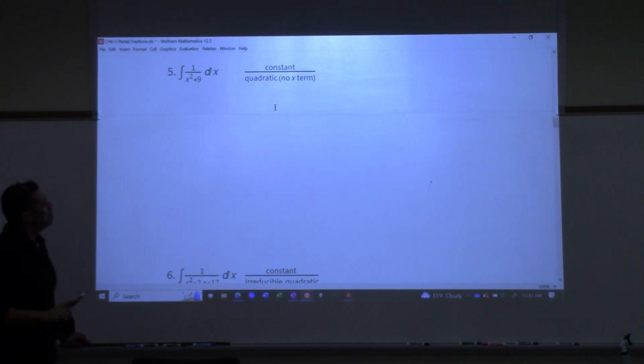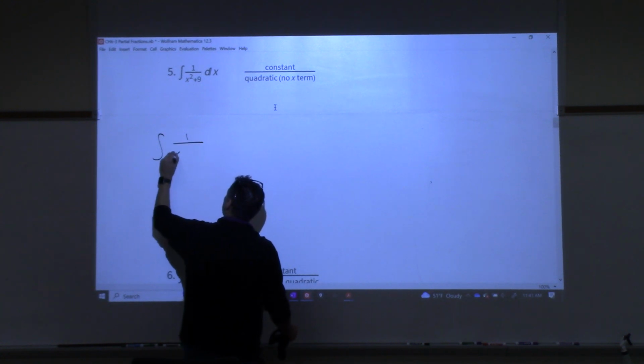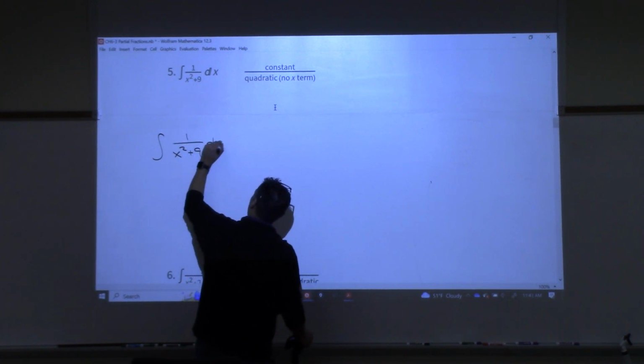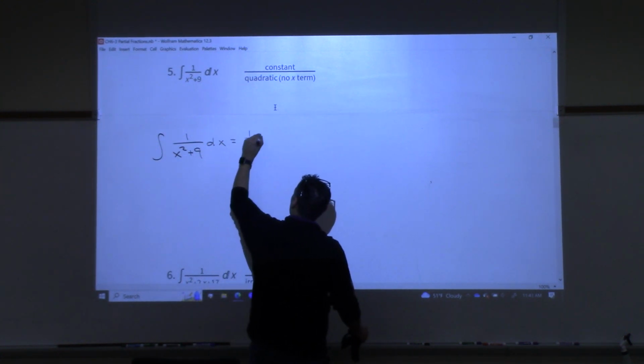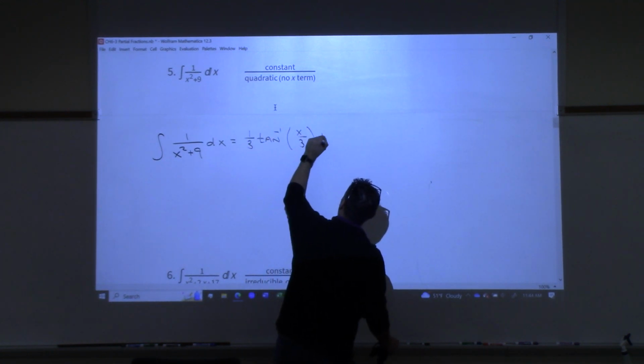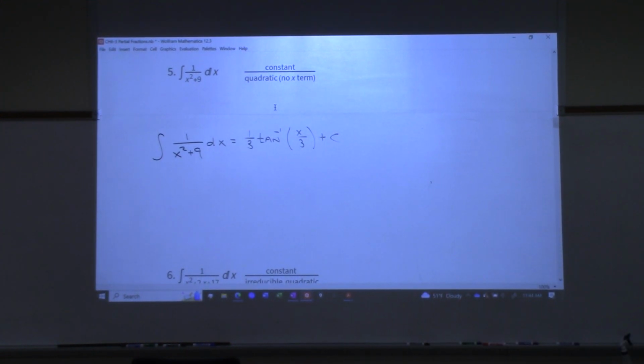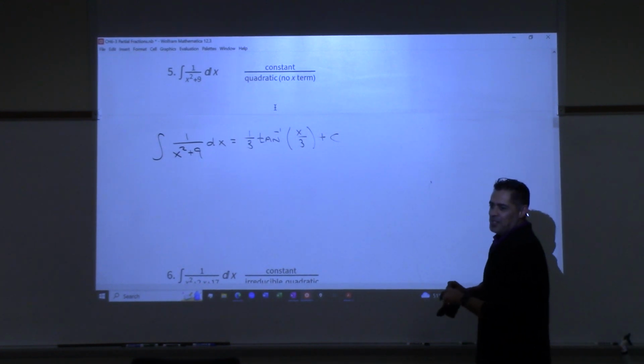Unless maybe, what if there was a minus under there? Let's answer this question first. Okay, what if I have this? This should be 1/3 inverse tangent x over 3 plus c. That's formula 17 that we started this whole thing with, right? That's no problem? But you see it, yes?